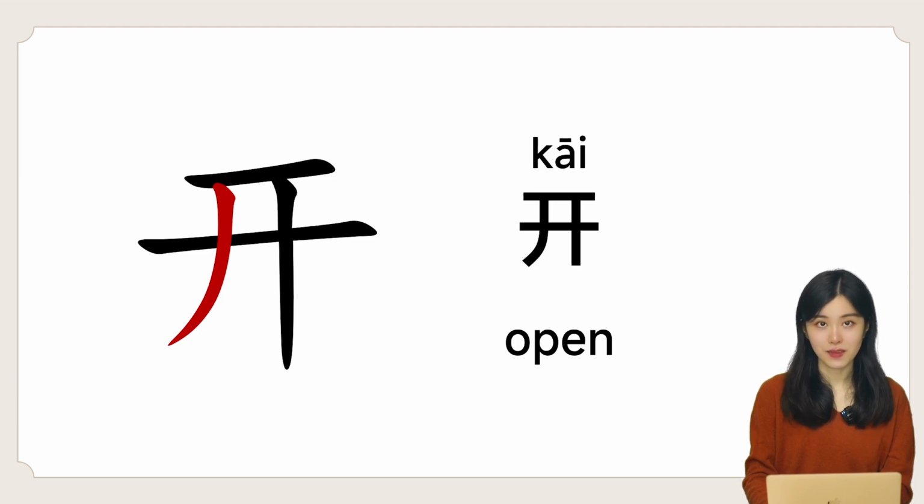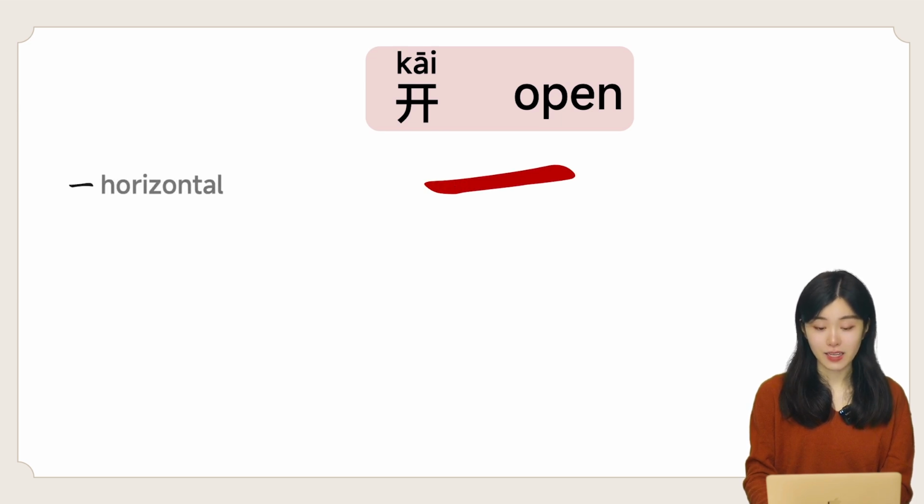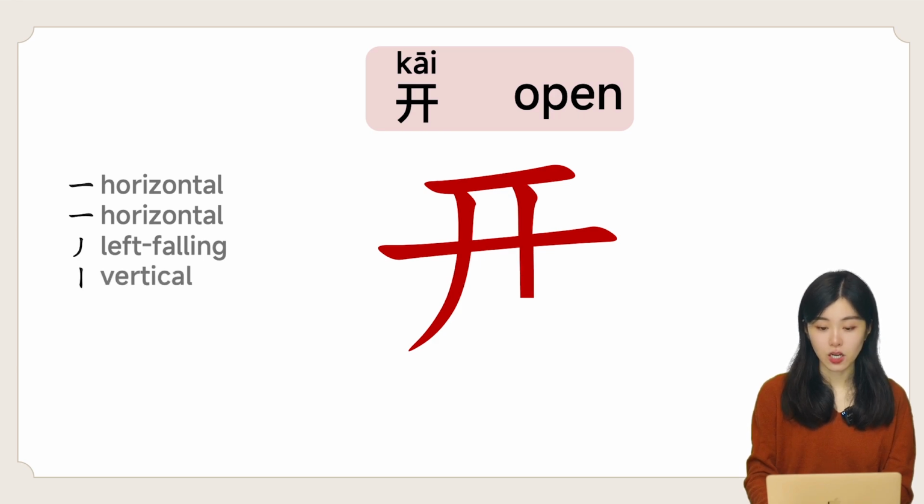开 means open. Please read it after me. 开. See how to write it. Guess how we should write it? Yeah, we still write it from the top to the bottom. So first we write the horizontal stroke on the top. Next we write the horizontal stroke in the middle. Then we write the new stroke we just learned, the left falling. Finally, we write the vertical stroke. Okay, great. Try to write it after me.